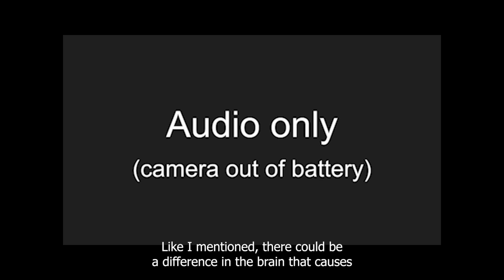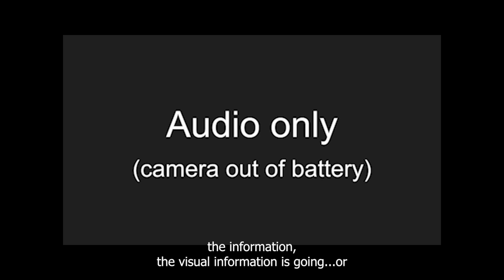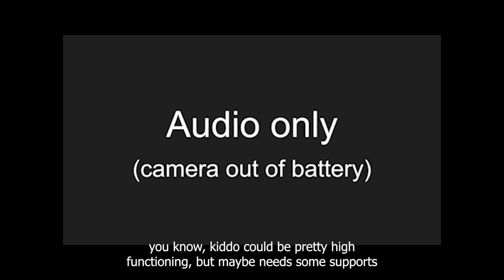Alright, so that's a brief video showing what it may look like to a kid with CVI. And I think of this as a spectrum condition. So there's different kinds of severity. Like I mentioned, there could be a difference in the brain that causes no perception of light or objects or image, to maybe the world looks moving depending on where that visual information is going. Or a kiddo could be pretty high functioning, but maybe needs some supports to help make sense and for clarity of what they see.